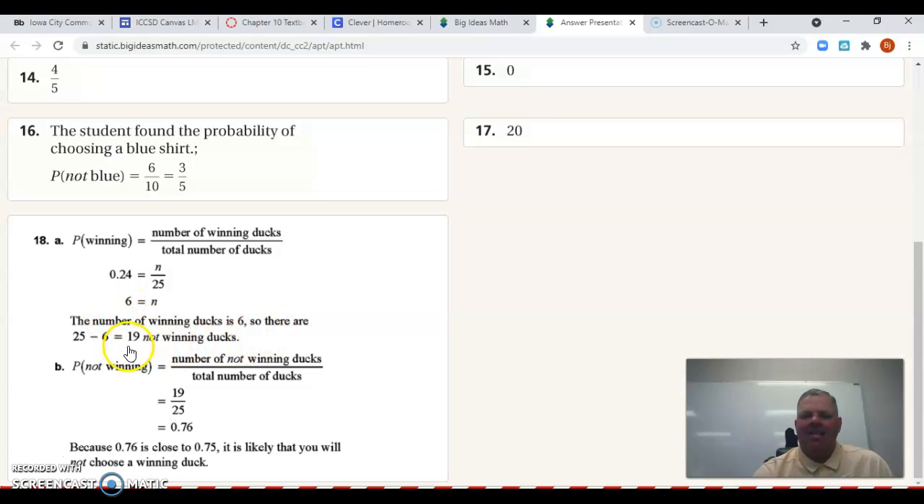So there are 19 not winning ducks. So the 19 goes on top over the 25, which will give us 0.76. Because it's 0.76, you will say that it's likely that you will not choose a winning duck.